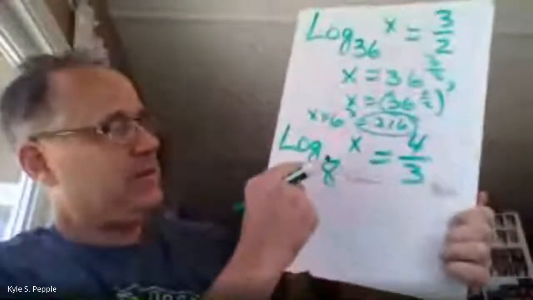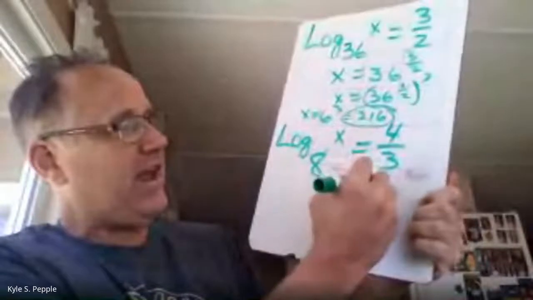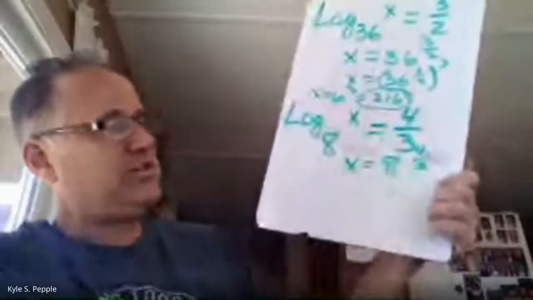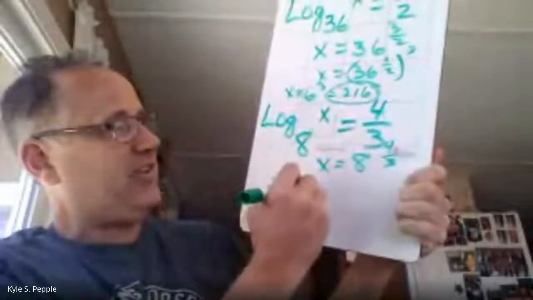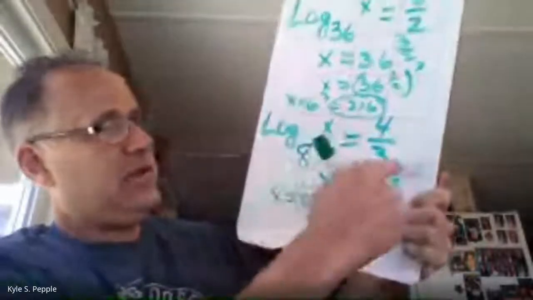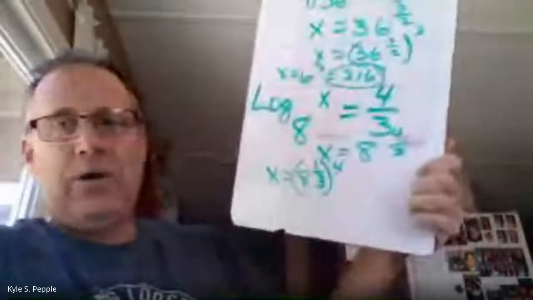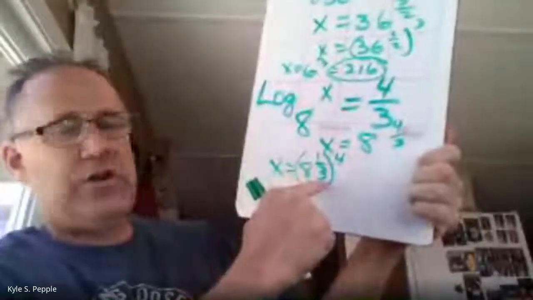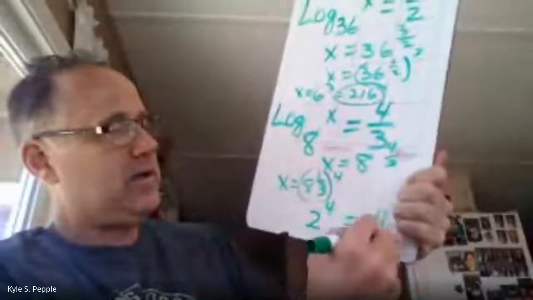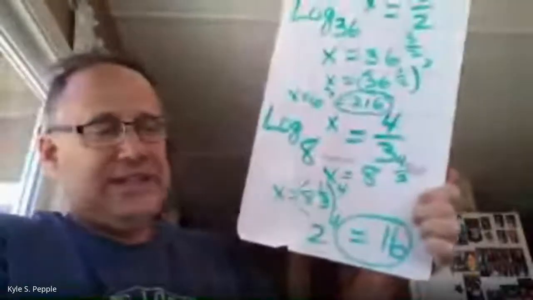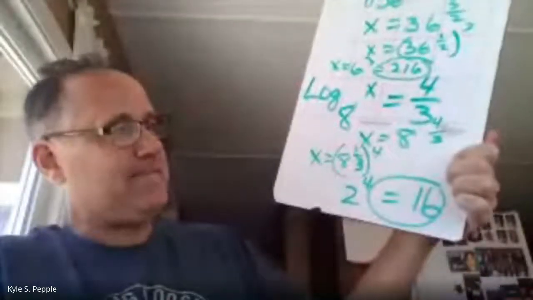Okay, next one. Log base 8 of x equals 4/3. We rewrite as x equals 8 to the 4/3. Rewrite that, x equals 8 to the 1/3, and we pull our numerator out to make a power of a power. 8 to the 1/3 would be 2, to the 4th power, which equals 16.